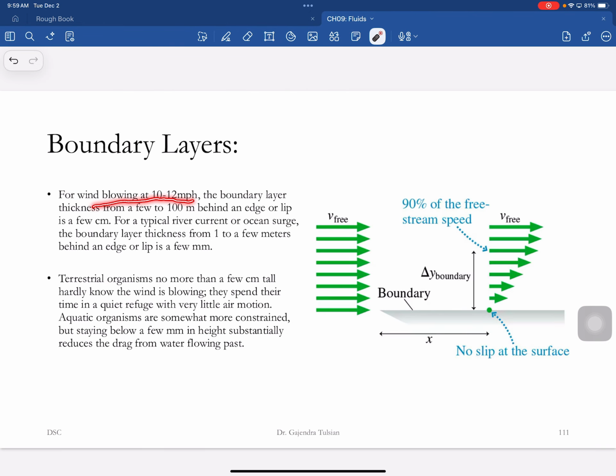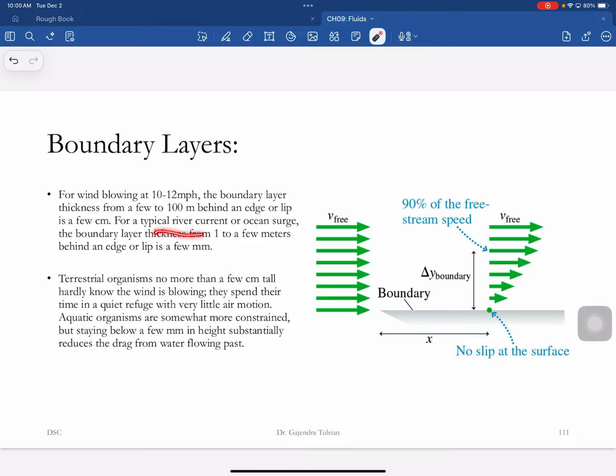For wind blowing at 10 to 12 miles an hour, this is fairly common. The boundary layer thickness from a few to 100 meters behind the lip, 100 meters is from here to building 100 or to the student center, is a few centimeters. So the boundary layer thickness is about a few centimeters, a couple of inches. So if you're a bug smaller than a couple of inches walking on the ground, you don't feel the wind. It could be blowing 10 to 12 miles an hour, and you wouldn't feel the wind.